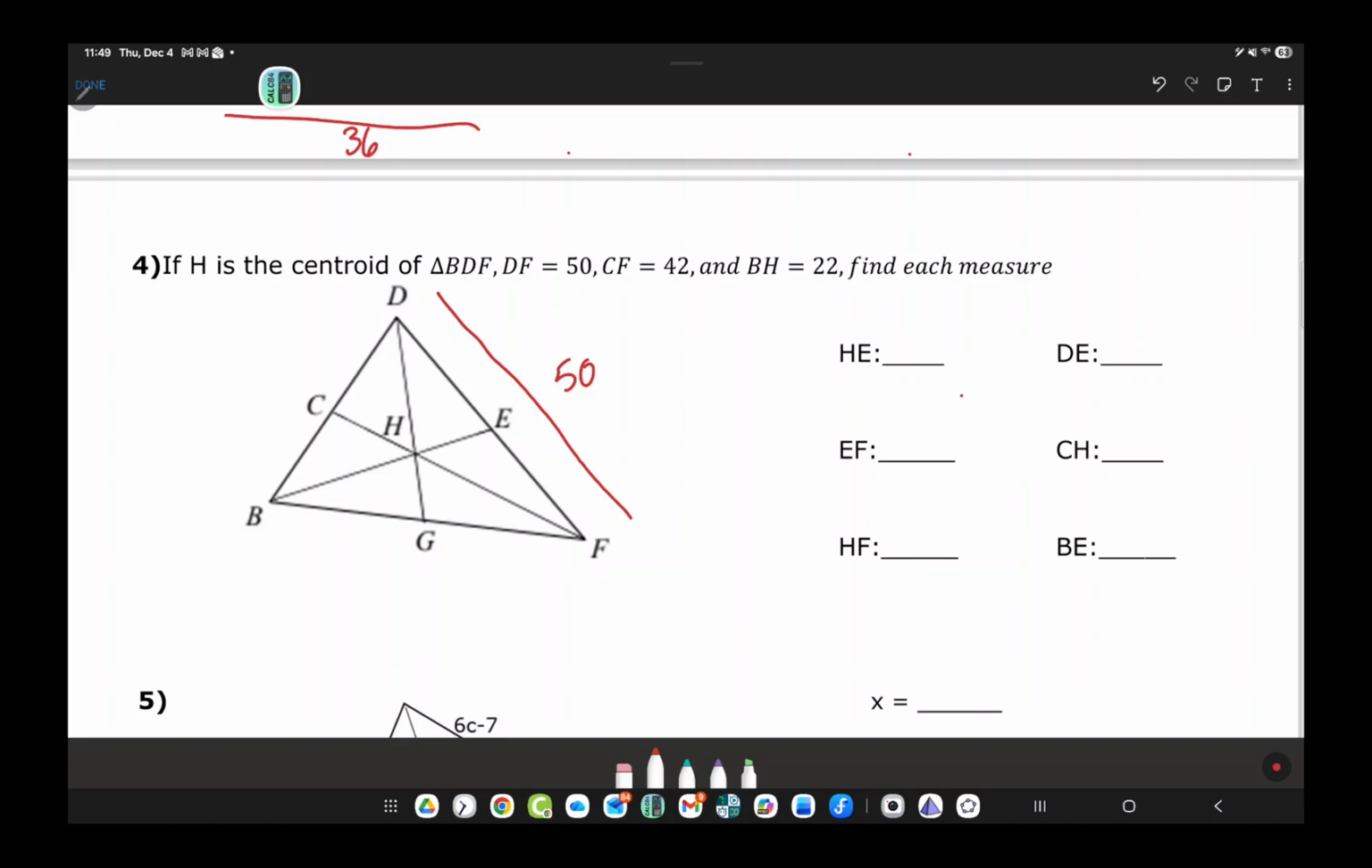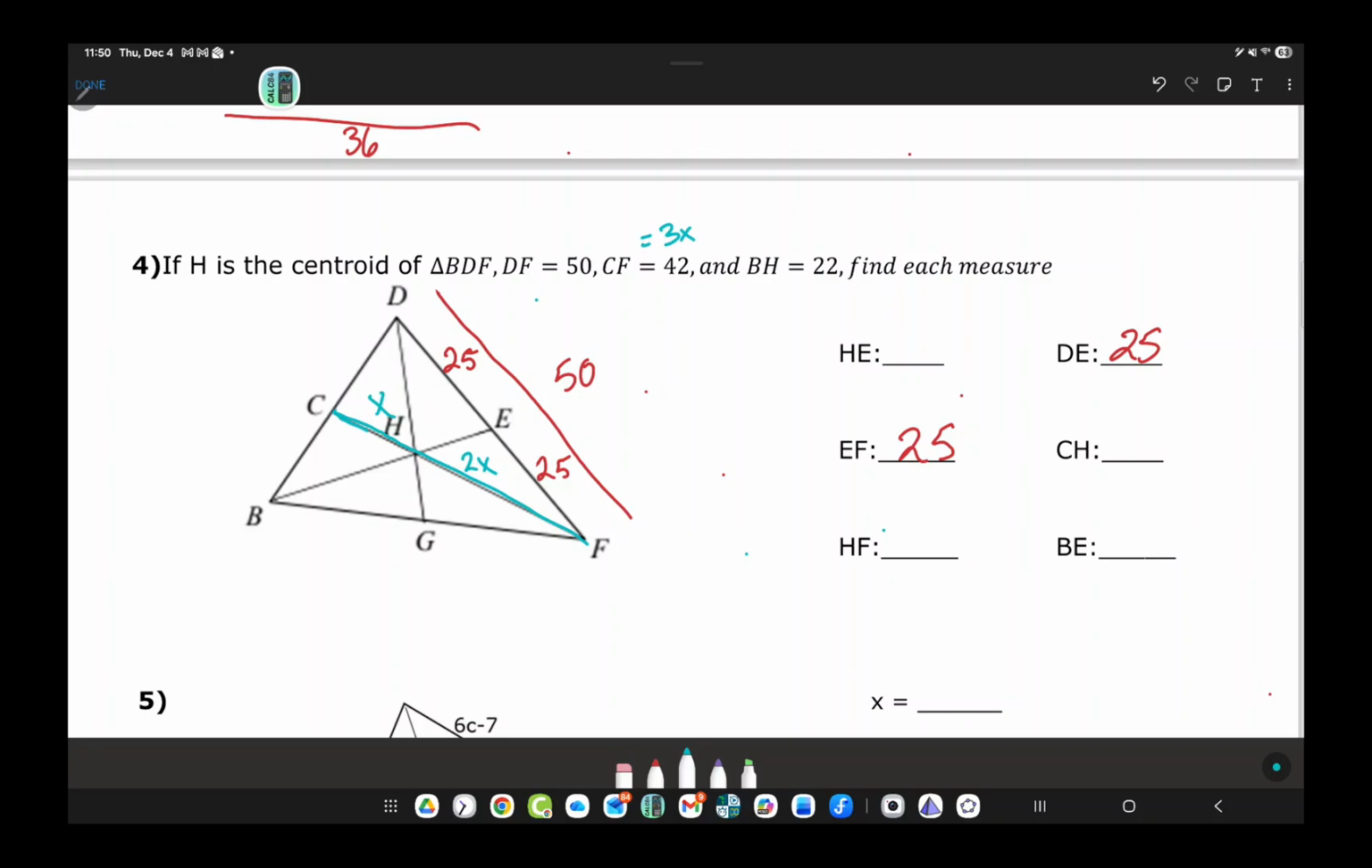So, if DF is 50, what do we know? FD is 25, and EF is 25. If we know that CF, now this is the median here, so this is that X, 2X. So if CF, which is again 3X, is 42, what is X?